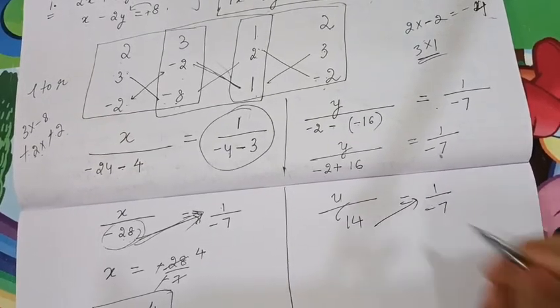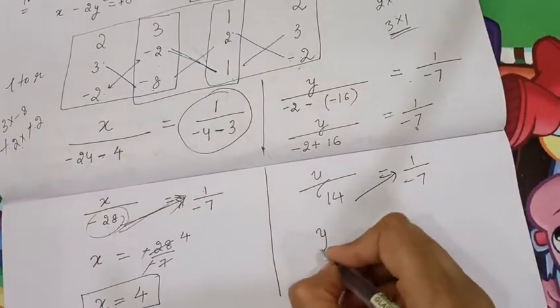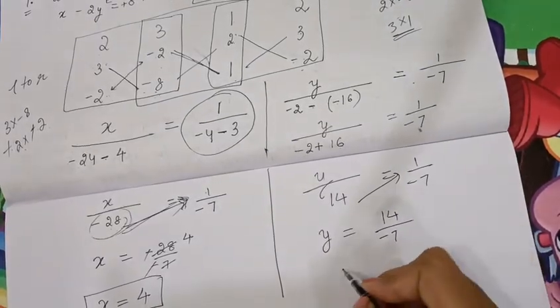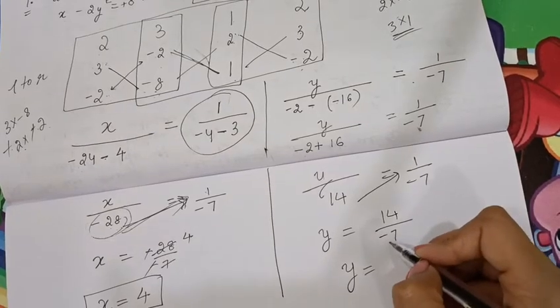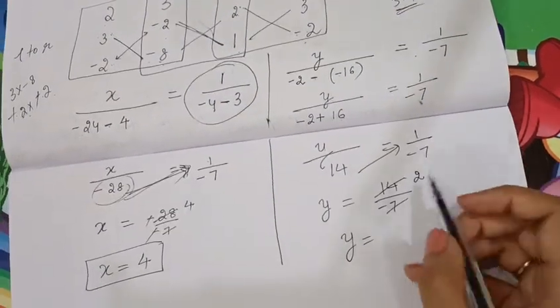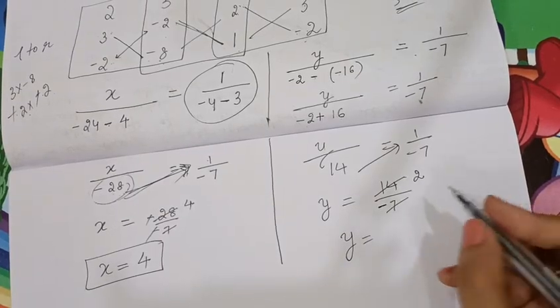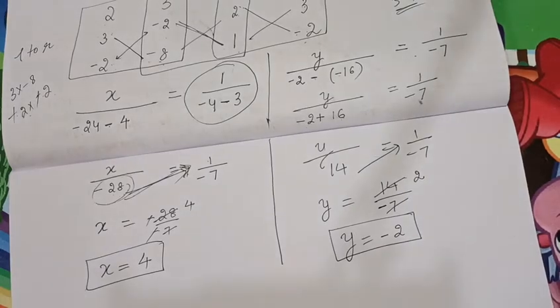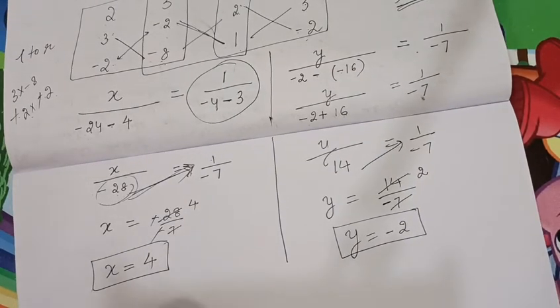Now this 14 we will shift to the other side. So y is equal to 14 by minus 7. So you can also write it as 7 into 1 is 7, 7 into 2 is 14. This minus sign is there, so that means the answer will be negative. So y's value is equal to minus 2.